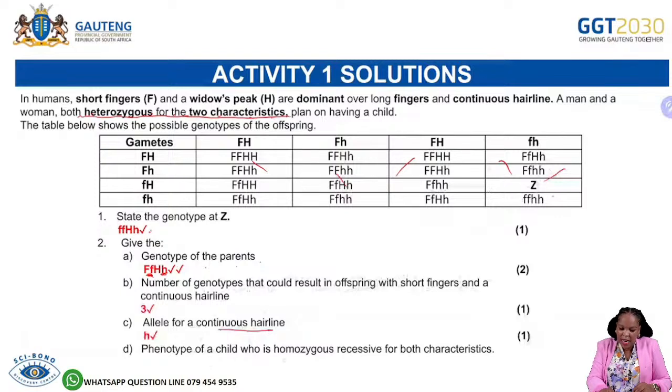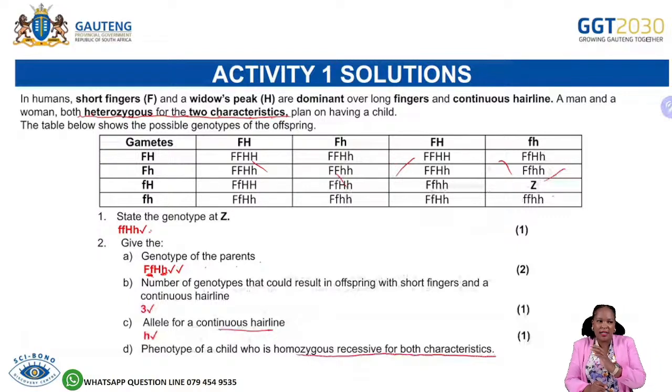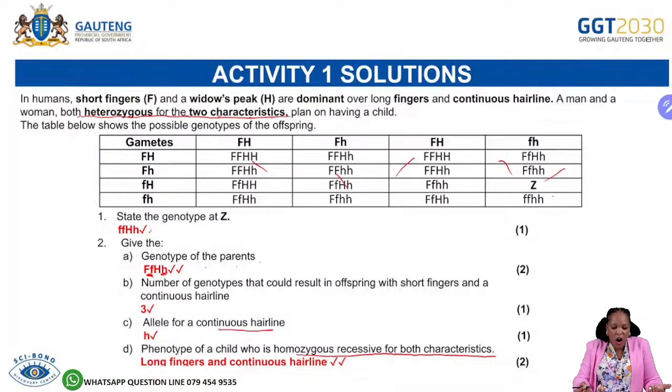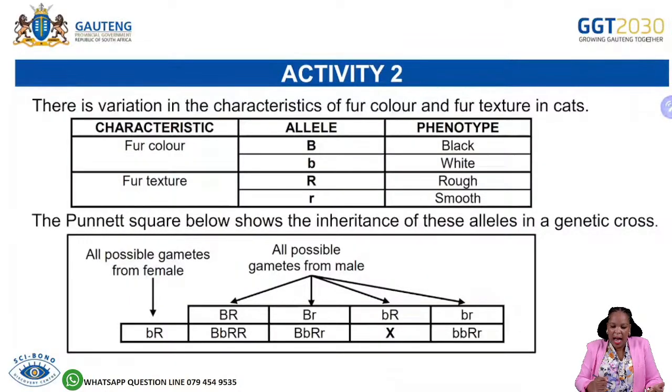The phenotype of a child who is homozygous recessive for both characteristics. Homozygous recessive, all small letters for finger length and for hair shape. So if you write all small letters, how is that child going to look? The child is going to have long fingers and continuous hairline because they are all recessive. Long fingers and continuous hairline. I hope you were able to answer that one.